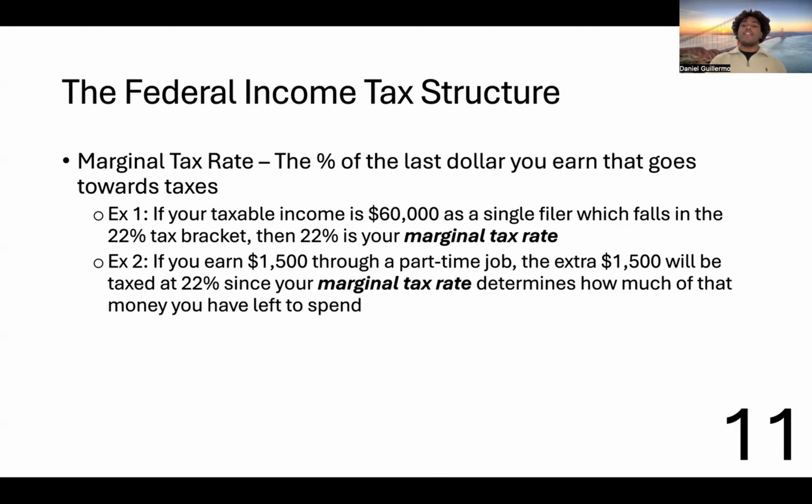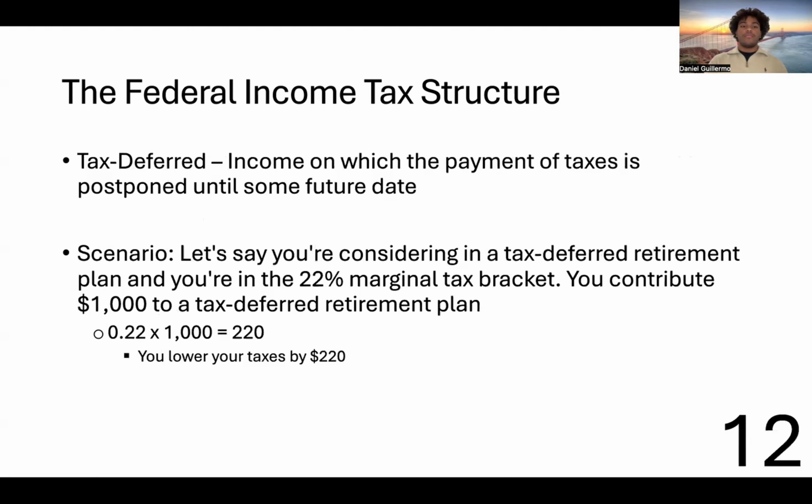Now, let's go over the marginal tax rate. This is the percentage of the last dollar you earn that goes towards taxes. For example, let's say your taxable income is $60,000 as a single filer, you fall under the 22% tax bracket. This makes your marginal tax rate 22%. And then let's say you make $1,500 through a part-time job. This extra $1,500 is then taxed at 22% since that is your marginal tax rate.